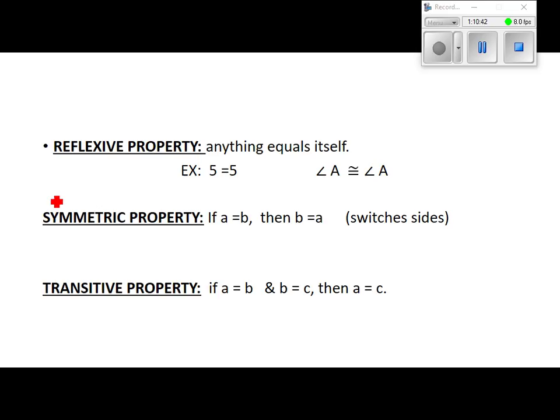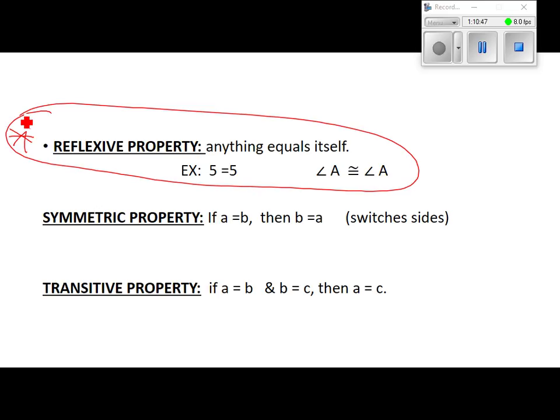3 more properties. Put a big asterisk beside this one. Reflexive property. You probably learned reflexive property in algebra, but you didn't talk about it a whole lot. Reflexive property says anything equals itself. It's very, very, very important in geometry. So when I look at Joe, I can say Joe equals Joe. That's all the reflexive property says. Angle Q is congruent to angle Q. Anything equals itself.